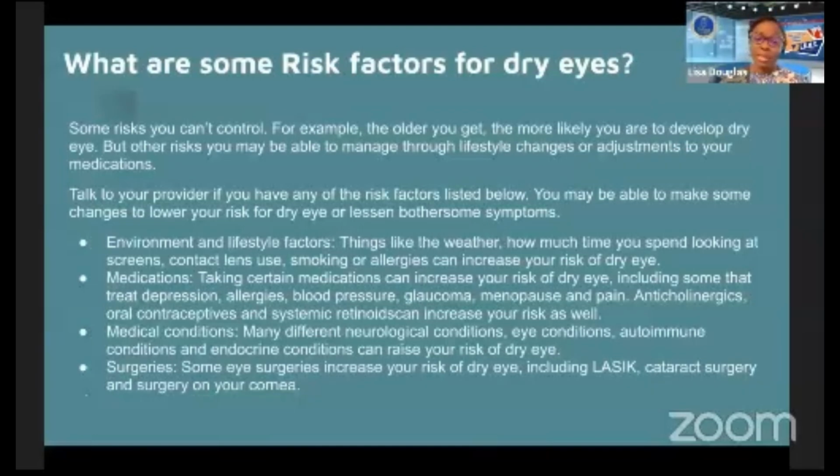Medical conditions, many different neurological conditions, eye conditions, autoimmune conditions that I just described some of them earlier, and endocrine conditions can raise your risk of dry eye. Surgeries. Some eye surgeries increase your risk of dry eye, including LASIK surgery, cataract surgery, and surgery of your cornea.